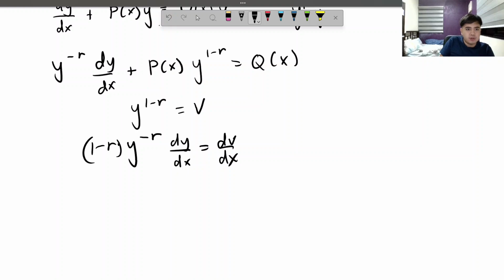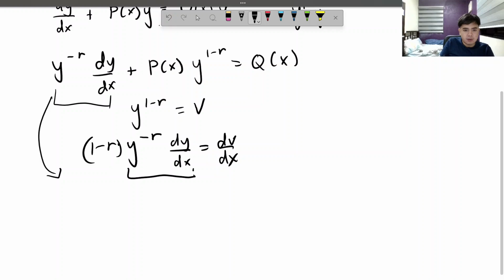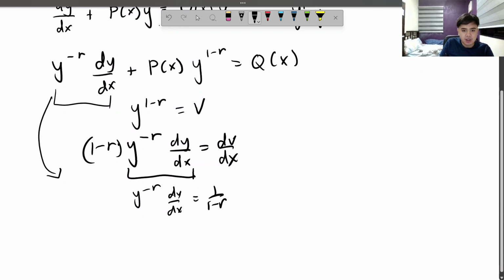All right, so let's substitute everything in this. So this becomes y to the negative r dy over dx is this one. So this matches, but it still has this one. So we can divide both sides to get y to the negative r dy over dx equals 1 over 1 minus r dv over dx. So we can replace that with 1 over 1 minus r dv over dx plus p of x v equals q of x.